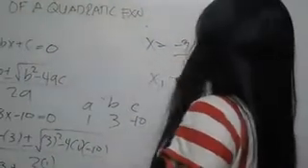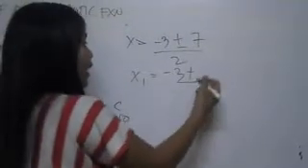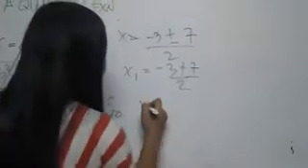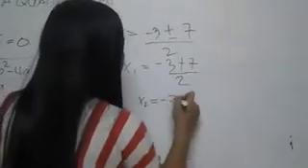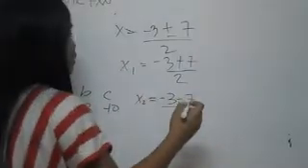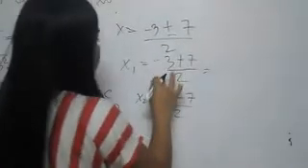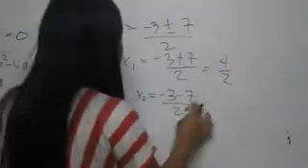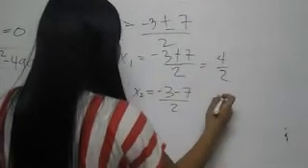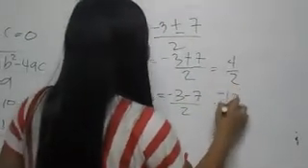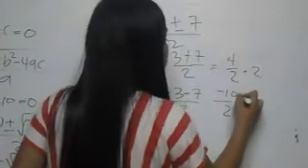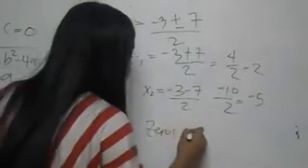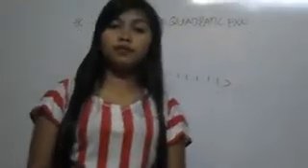Then x sub 1 is equal to negative 3 plus 7 all over 2, or x sub 2 is equal to negative 3 minus 7 all over 2. So the answer is 4 all over 2, and the other one is negative 10 all over 2. So it will become 2, and the other one is negative 5. So the zeros are 2 and negative 5.